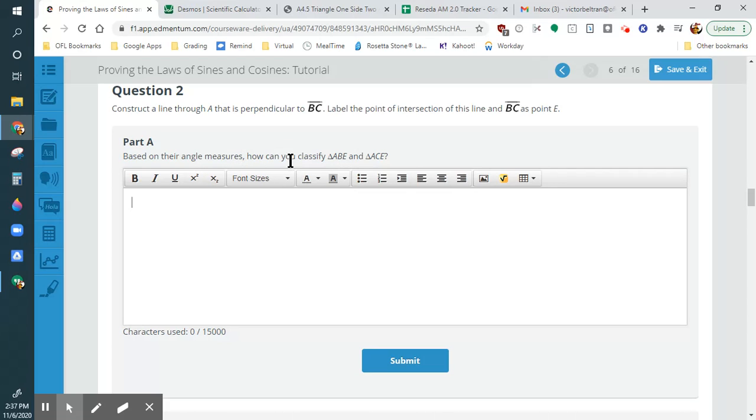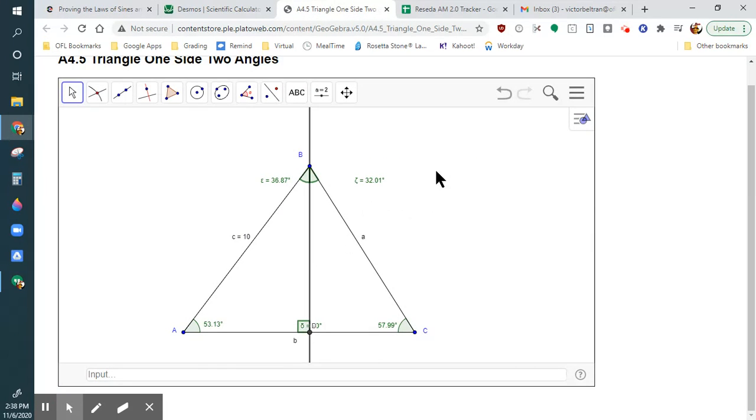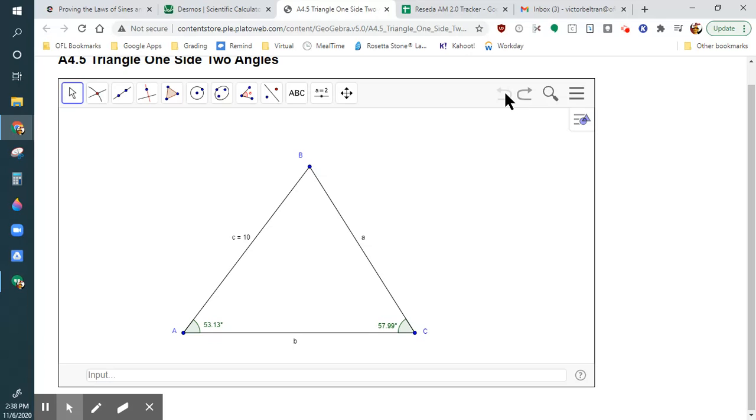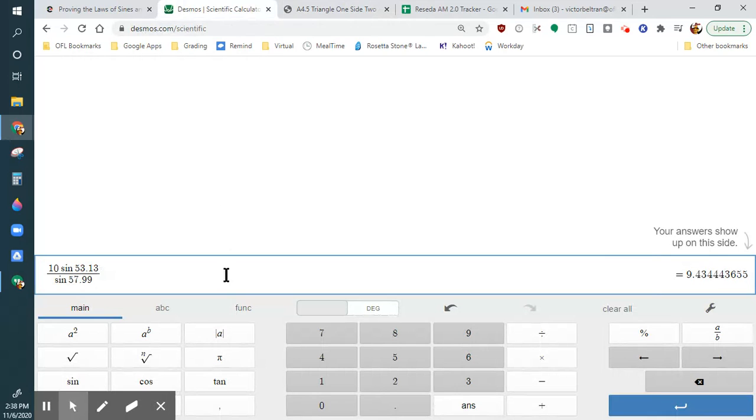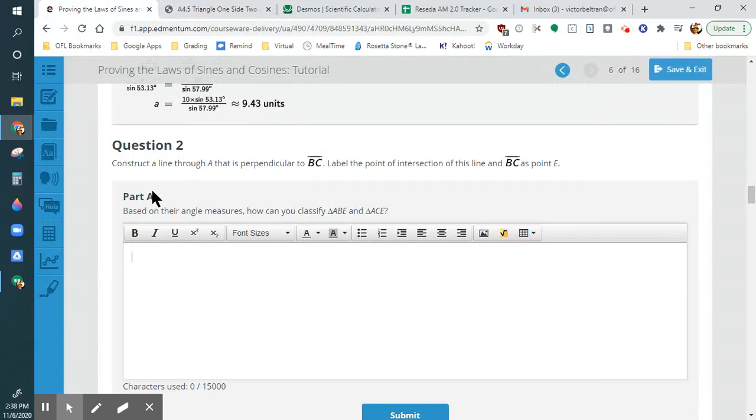Based on the angle measures, classify ABE and CE. Okay, so construct a line that's perpendicular to BC. So unfortunately, we are doing that thing that I mentioned, that it looks like we're going to have to redo this. So I'm going to go back here, clear all of this out, back to how we were before, where I can't do anything else. And now I'm going to drag this tab closer.